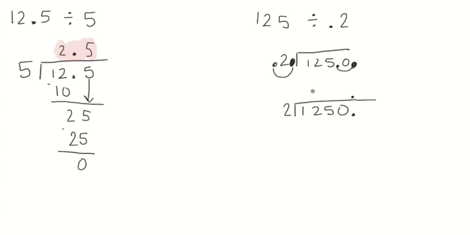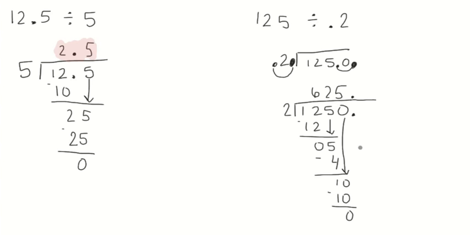2 into 12, 6. 2 times 6, 12. Subtract the two numbers, 0. Bring down the 5. 2 into 5, twice. 2 times 2, 4. Subtract the numbers, 1. Bring down the 0. 2 into 10, 5. 2 times 5, 10.